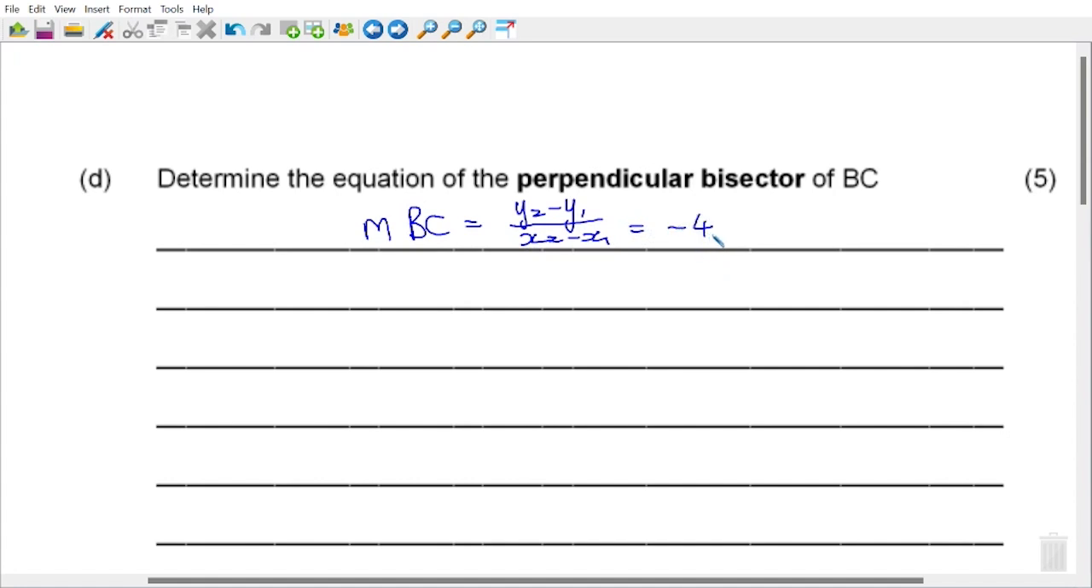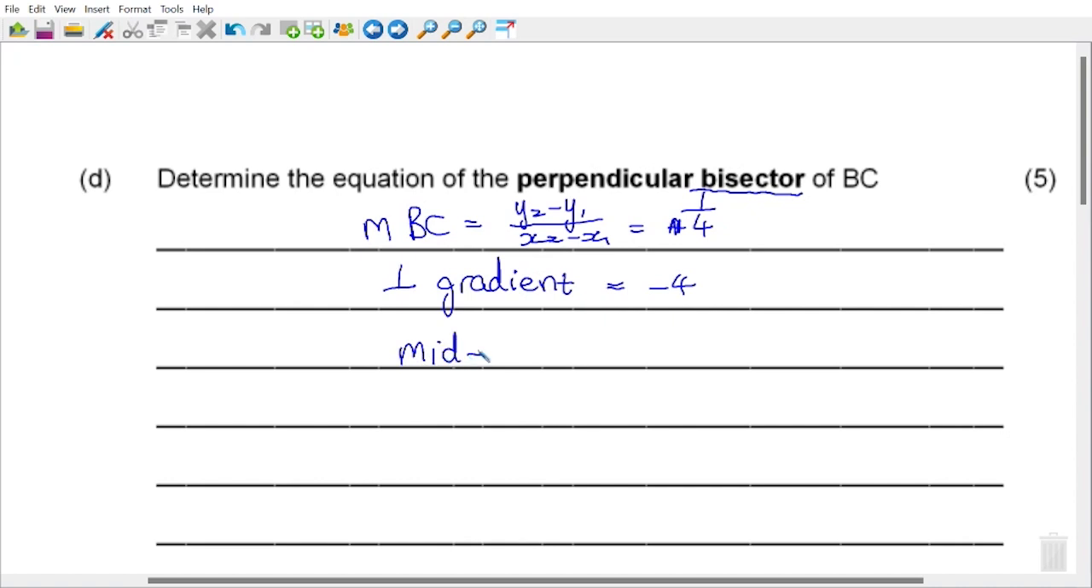So if we get a gradient of 1 quarter for BC, it's risen 2 in the time that it's run across 8. So the perpendicular gradient, remember gradients that are perpendicular multiply together to give -1. Another way of thinking about it, if we change the sign and turn our gradient over, we get -4, and that's the perpendicular gradient. But now it's not only perpendicular, it's also a bisector of BC. It needs to go through the midpoint of BC.